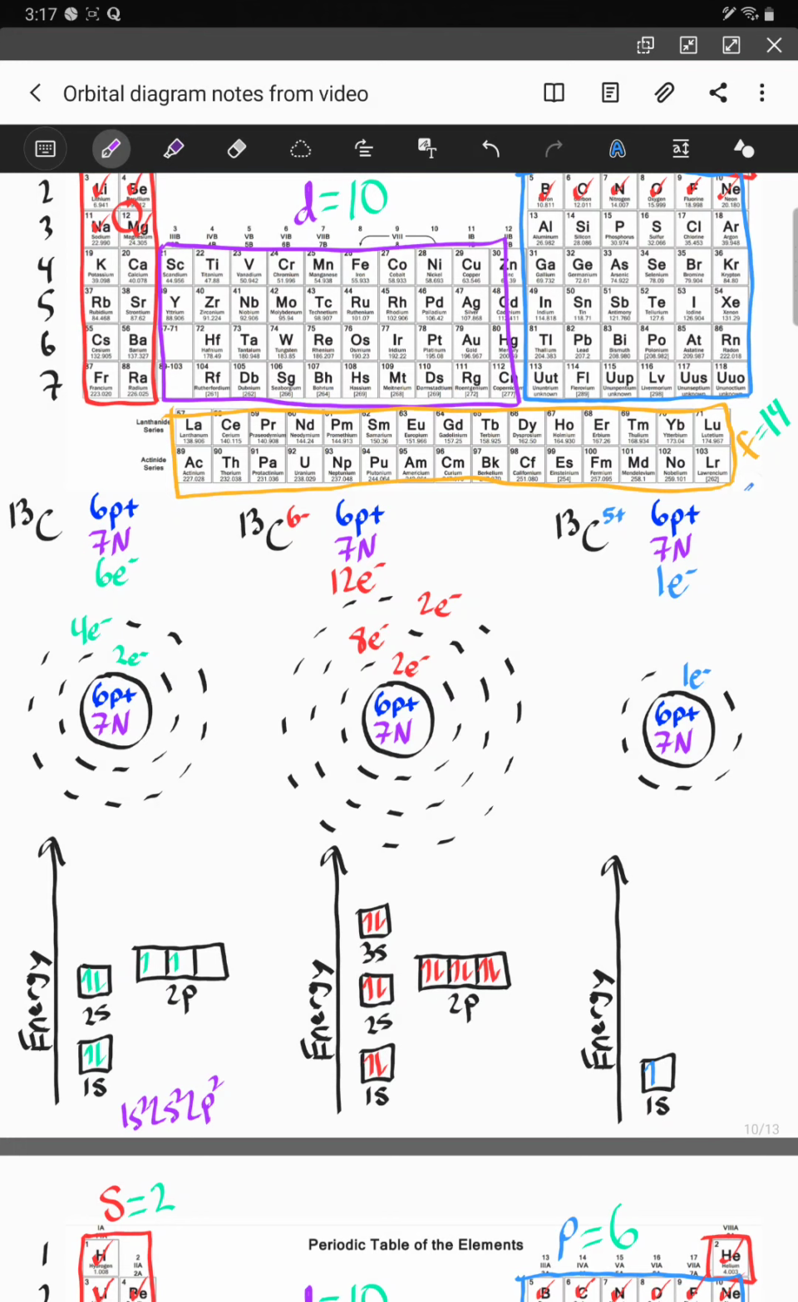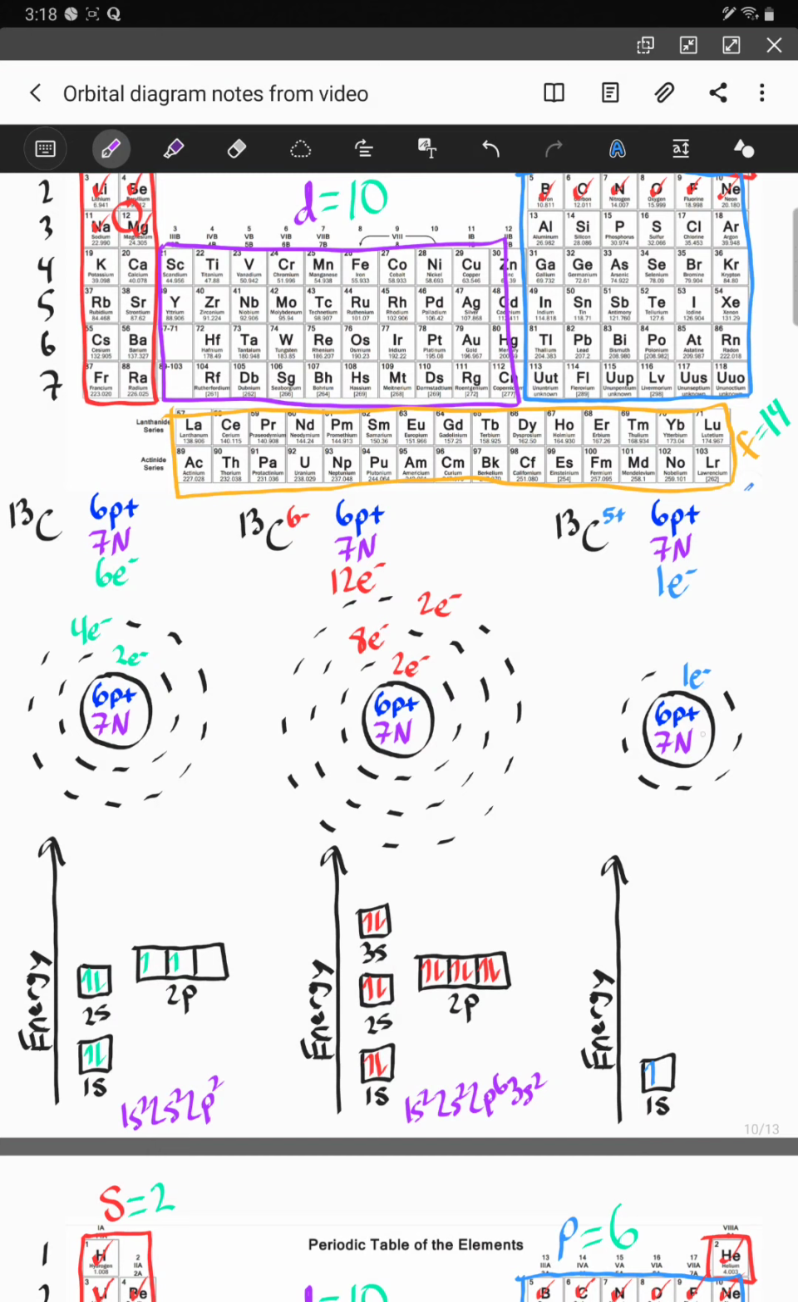Carbon with a -6 charge. We have 1s2 because there are 2 electrons inside of here, inside of the 1s. Then we have 2s2, 2p6, there's 6 electrons inside of here. And then we have 3s2.